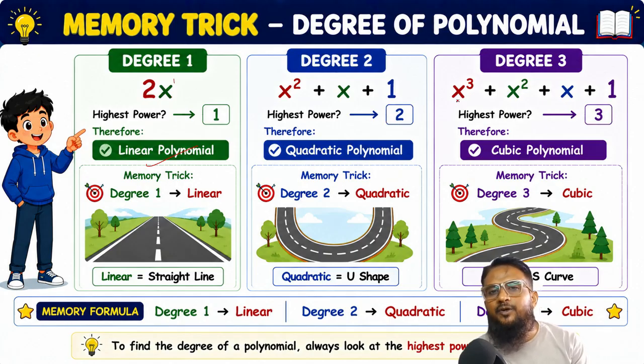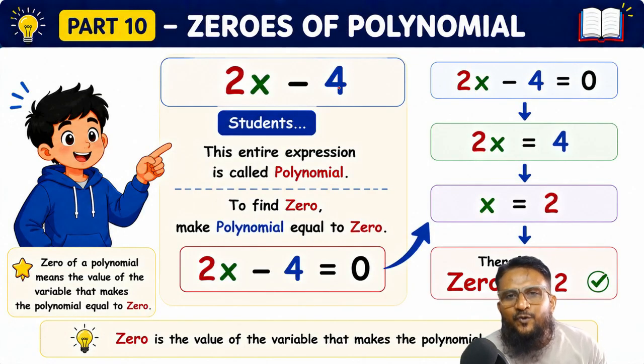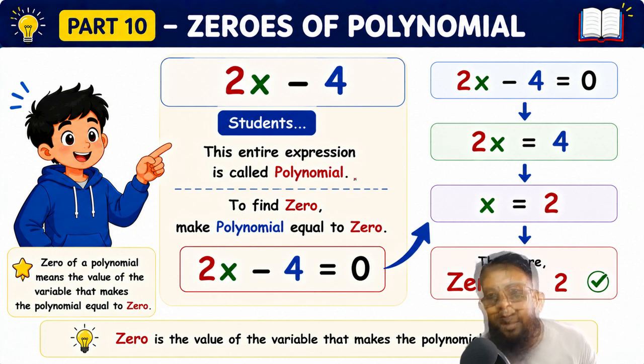In this polynomial, x to the power of 3 plus x square plus x plus 1, highest power is 3. If the highest power is 3, that is called a cubic polynomial. Next is zeros of polynomial. 2x minus 4, students, the entire expression is called a polynomial.